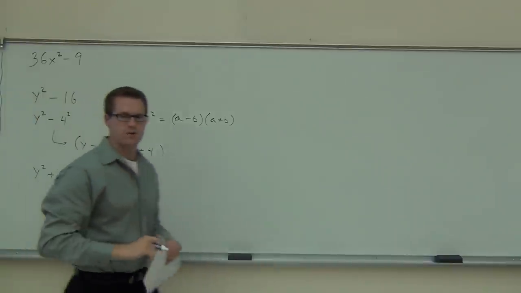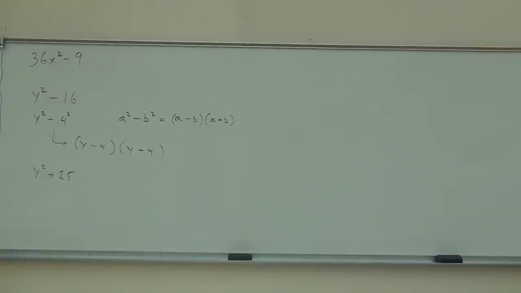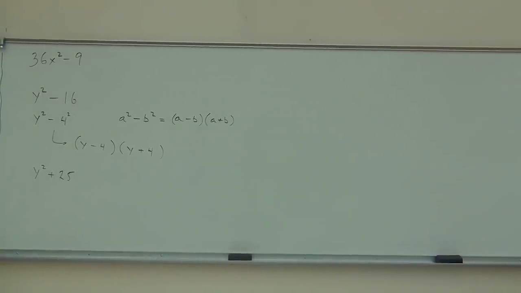Y squared plus 25. Firstly, is there a greatest common factor to it? No. All right. So we count the number of terms. How many terms does it have? Two. Difference of squares? No. Yeah. Think carefully about it.